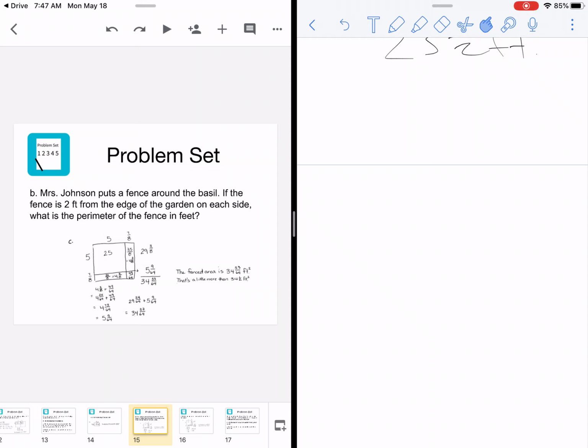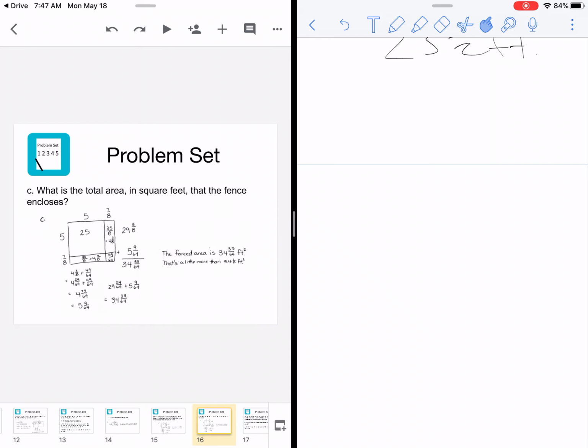Very good. So this is C. I guess it actually did it for you. C said, what is the total area in square feet that the fence encloses? So each side is 5 and 7/8. So length times width. Just wants to know what the area is. So 5 and 7/8 times 5 and 7/8. And over to the side, it's doing the area model for you.